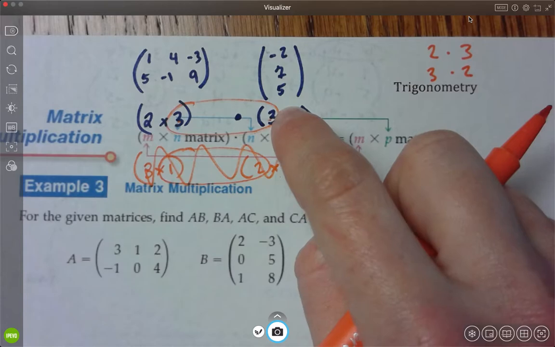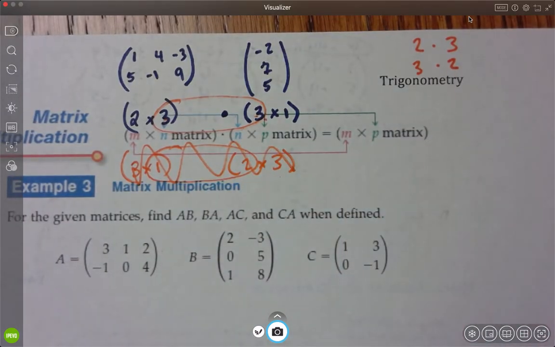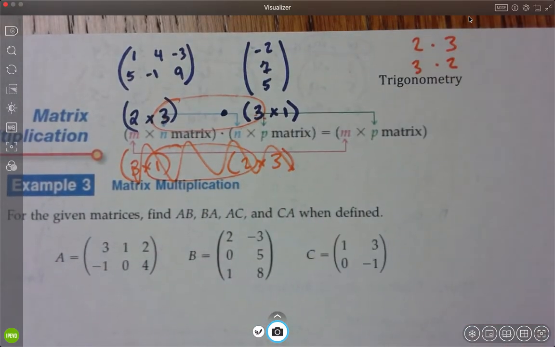And so we'll kind of look and see how that multiplication happens, okay? But those 2 inside numbers, when you're doing your dimensions, need to be exactly the same, okay?